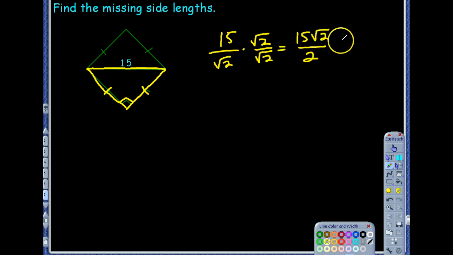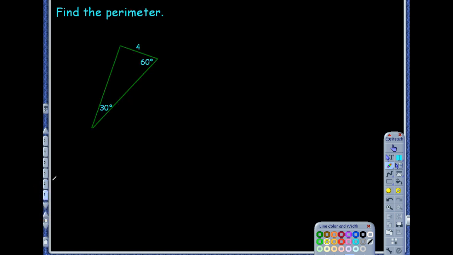All right. Can we simplify any further? Not really. No, because 2 doesn't go into 15. No. You can't divide 2 into radical 2. So what does that mean? That's just my leg. That's your leg. And that's actually the side. That's all the sides, all 4 of the sides, because they're all the same. Okay. Easy enough. Sounds great. Okay, next one.